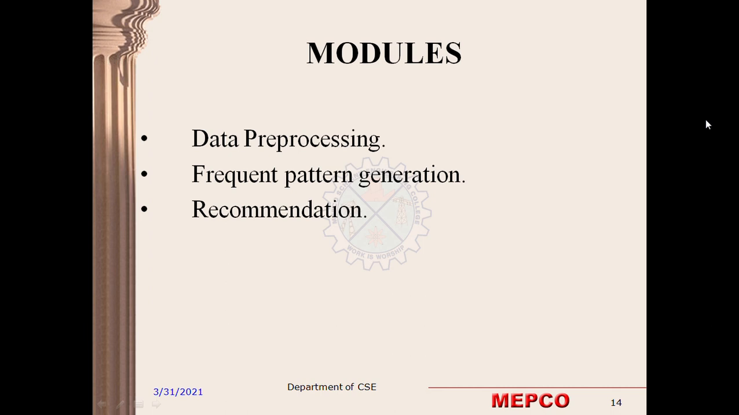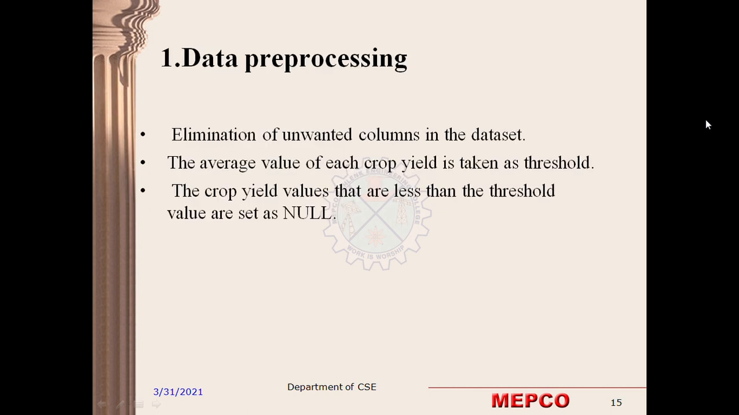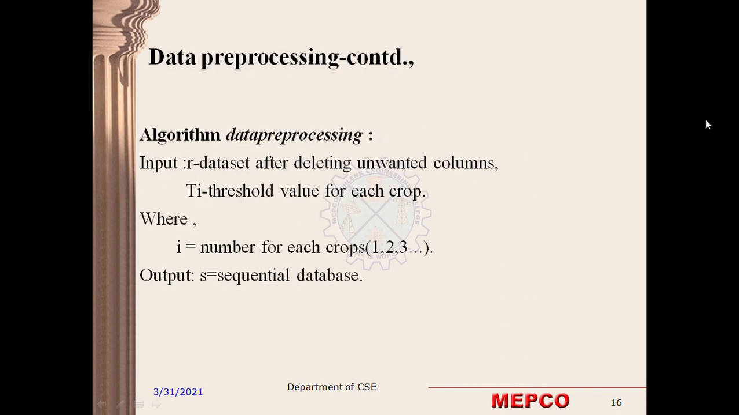The modules of the project include data preprocessing, frequent pattern generation, and recommendation. In data preprocessing, we eliminate the unwanted columns and we set the threshold of the crops as the average. The crop yield values that are less than the threshold are set as null, and the remaining are set to index values. This is the algorithm for data preprocessing.